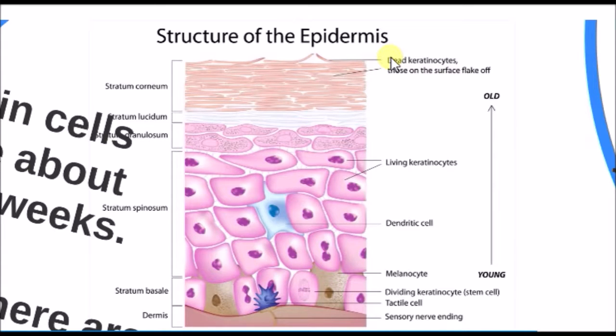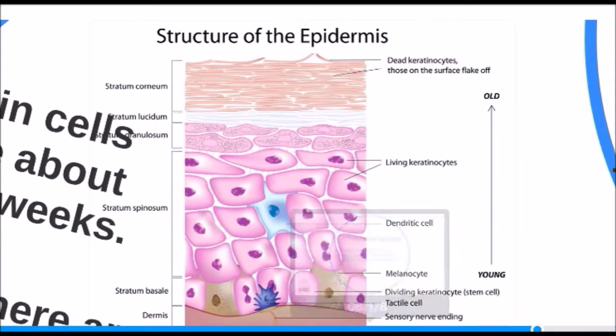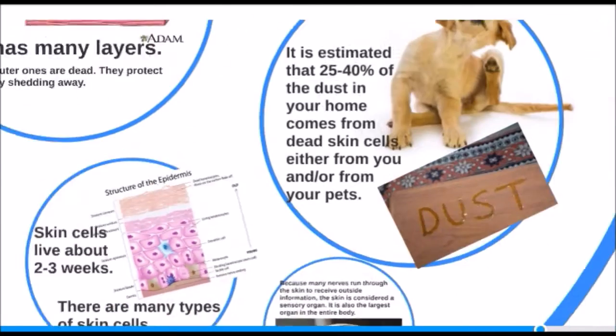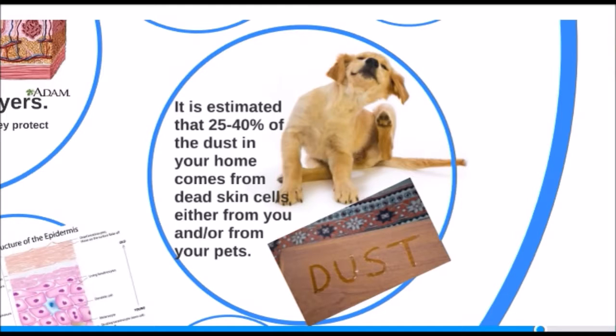So an estimated 25 to 40% of the dust in your home just comes from your dead skin cells, either from you and or your pets. Most of your skin cells will actually slough off in the shower or the bath. So not all of it is hanging around you when you walk around in the house. Yummy. Let's go ahead and keep going here. We don't need to know all of that.